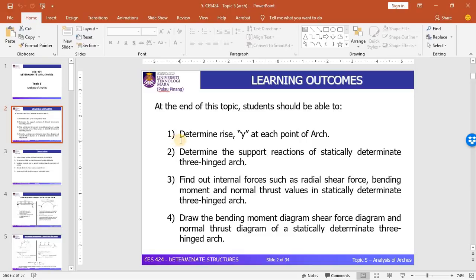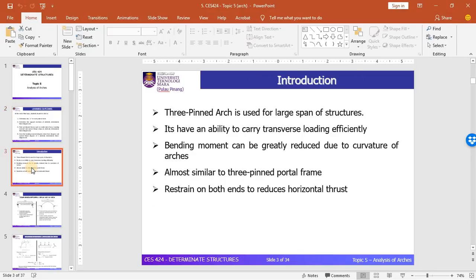The first point is to determine the rise y at each point of the arch. The second is to determine the support reactions of a statically determinate 3-hinge arch. The third point is to find out internal forces such as radial shear force, bending moment, and normal thrust values in a statically determinate 3-hinge arch. And you should be able to draw the bending moment diagram, shear force diagram, and normal thrust diagram of a statically determinate 3-hinge arch.